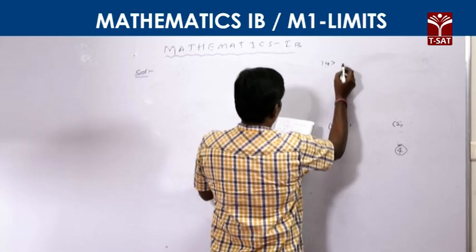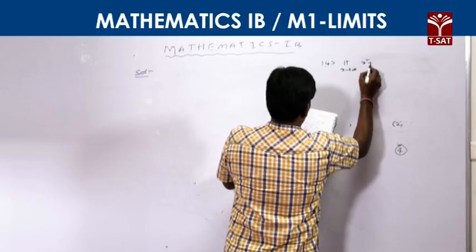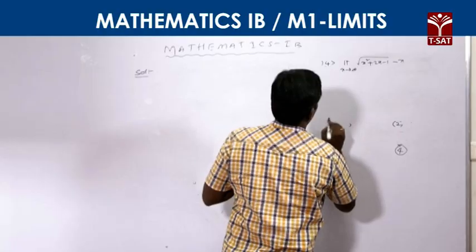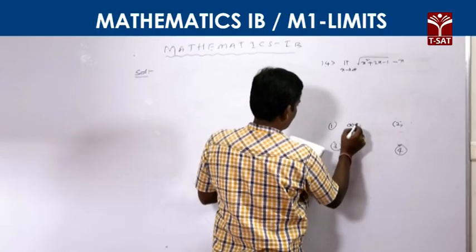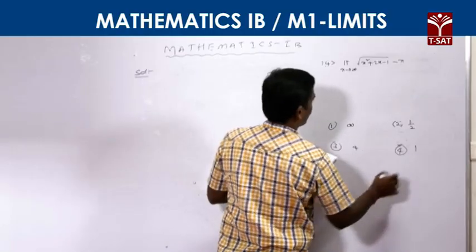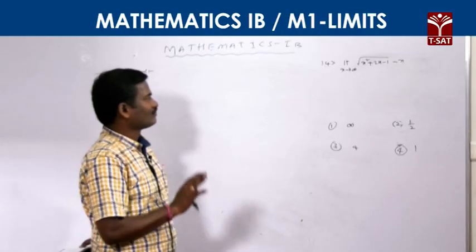14th question. Limit x extends to infinity, square root of x square plus 2x minus 1, minus x. Options are infinity, 1 by 2, 4, 1. So, limit extends to infinity and something function we have.